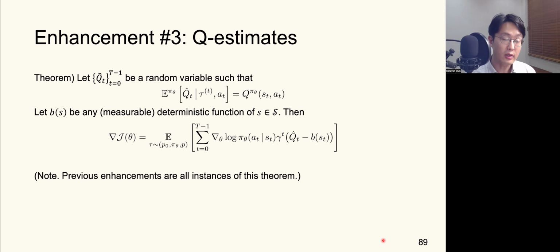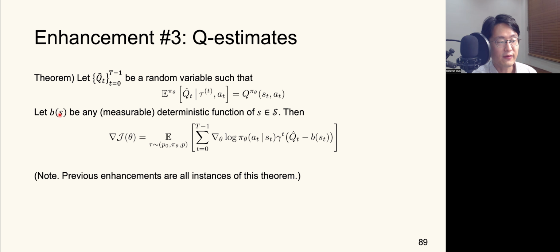Okay, next let's look at enhancement number 3. Enhancement number 3 can be written a little bit more generally as a theorem. So let q hat, for t equals 0 to terminal time minus 1, be a sequence of random variables that satisfy a certain property. Q hat, conditioned on the partial trajectory up to state st and also the current action at, we take the conditional expectation of q hat. It turns out that this is equal to q pi theta, the q value function of the current policy pi theta at state st and action at.